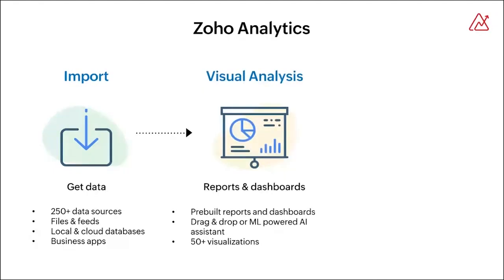Now, once you have your data inside the analytics platform, you can visually analyze it with a plethora of pre-built reports and dashboards that help you jumpstart your analytics. Additionally, you can also create custom reports with the drag and drop interface or the ML-powered AI assistant. The platform offers more than 50 ways to visualize your data as charts like the geomap, heat map, and so on, as well as pivot tables, dashboards, and widgets.